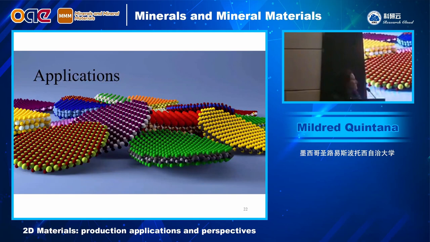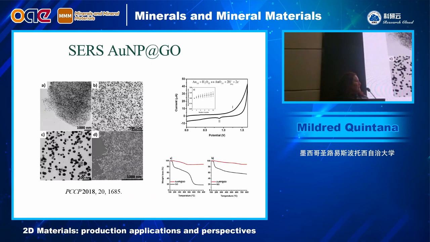And now that we know how to produce these materials, we can start producing applications. The first example I want to show you is a SERS biosensor. SERS is surface enhanced Raman spectroscopy, and it's made by nanoparticles. In this case, these gold nanoparticles are grown on top of graphene. You see, there is the graphene sheet on the bottom, and on top we have all these gold nanoparticles.